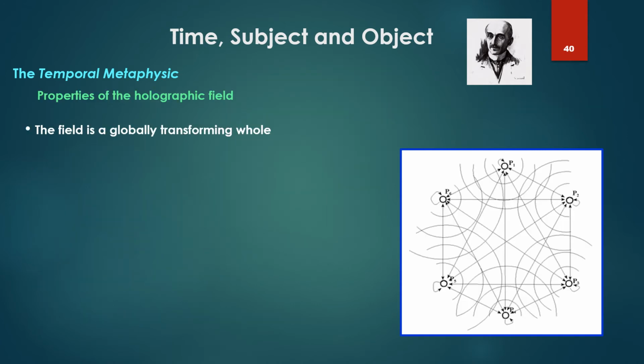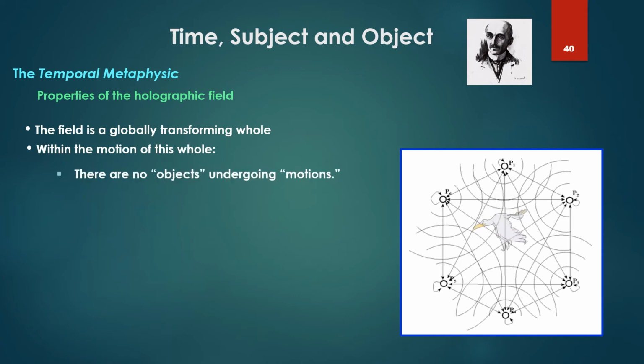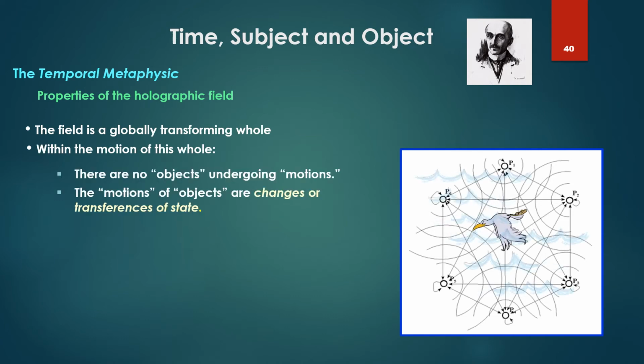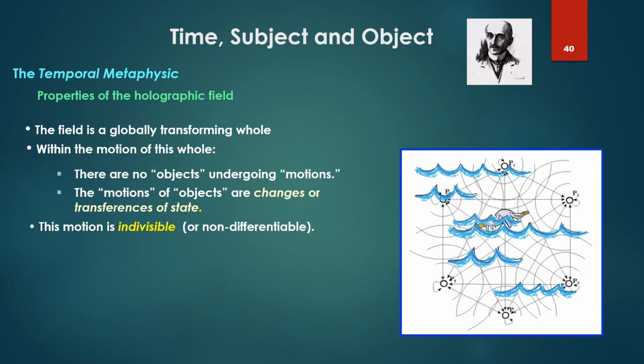So taking this all relative to the properties of the holographic field, the field is a globally transforming whole. Within the motion of this whole, there are no objects undergoing motions. The motions of objects are changes or transfers of state. It is like waves in the ocean. This motion is indivisible. It is non-differentiable.